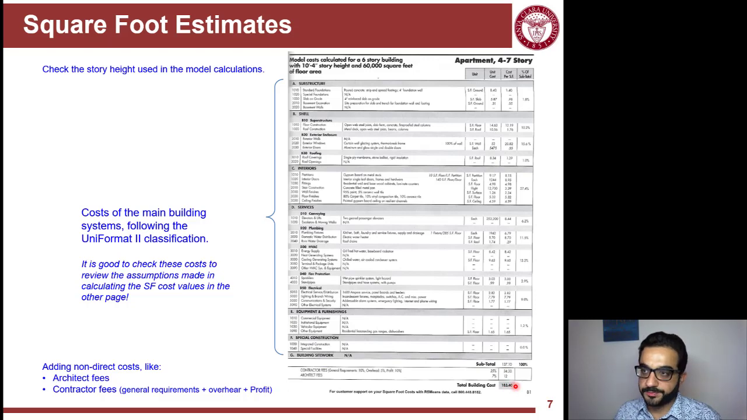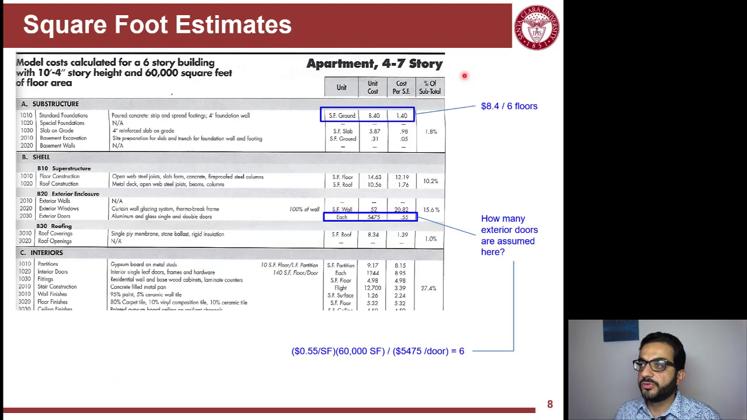$183.4 per square foot. And one thing you will notice is that we are following the assembly UniFormat classification: A, B, C, D. If you go back to the first part of the series, UniFormat versus MasterFormat, the square foot estimate is based on UniFormat, not MasterFormat. So if I zoom in, let's make sense of the numbers here.